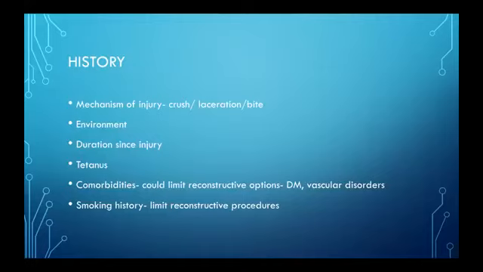And comorbidities, a significant contributor or decider in terms of what are your reconstructive options. Does the patient have diabetes? Do they have distal vascular disorders? Okay, is there any smoking history that could limit your reconstructive options?